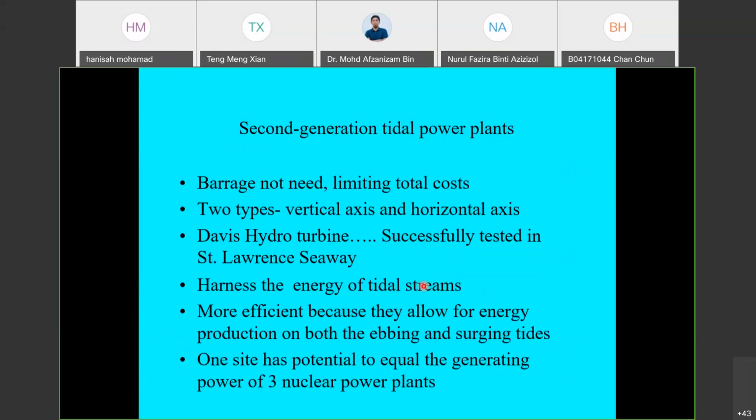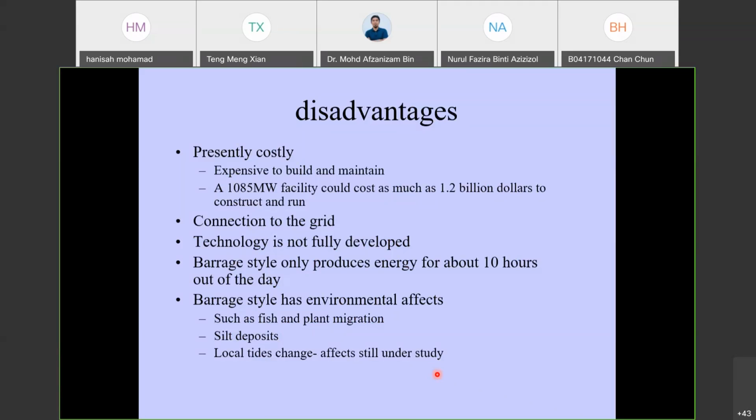Okay, harnessing the energy from the tidal stream is more efficient because it allows for energy production with both the surge tide. Okay, one side has the potential to equal generating power of three local power. Okay, so this is a very general statement related to the tidal power plant. Okay, disadvantages. I think we can imagine the advantages of this kind of system.